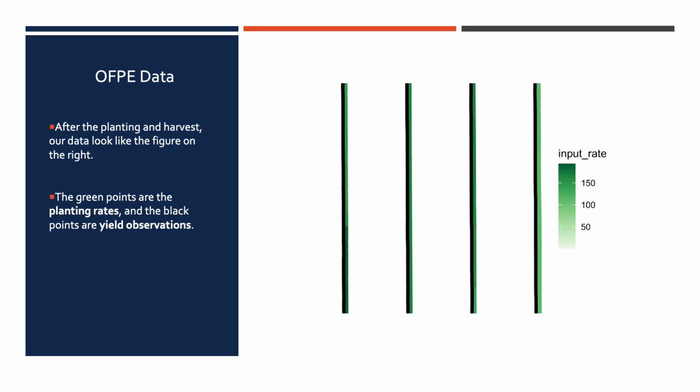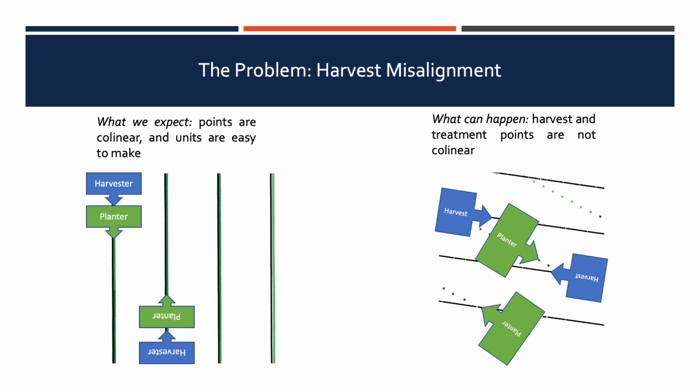On the right side of the slide, we see what typical OFE data looks like after the harvest and application is done, with the black points representing the yield observations and the green points representing the as-planted rates. The problem this research focuses on is harvest misalignment. This means that the harvester is going over an area that received more than one treatment rate.